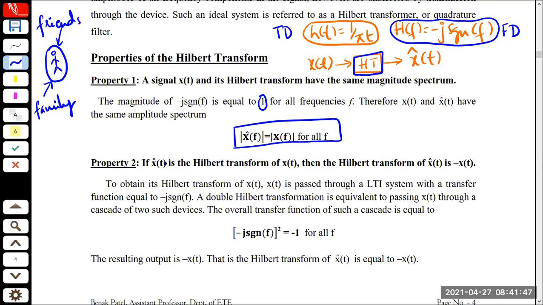And in property number 2, if x cap of t is the Hilbert transform of x of t, then the Hilbert transform of the Hilbert transform is negative x of t. In our previous class we were somewhere here, at property number 2. So now let's take up property number 2 and discuss it in detail.